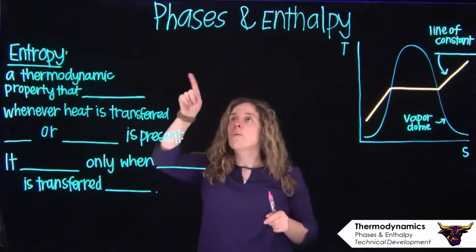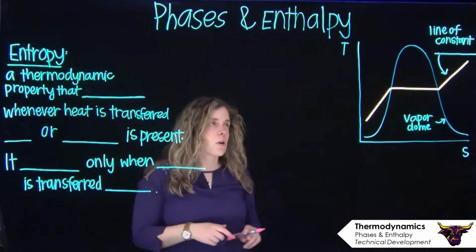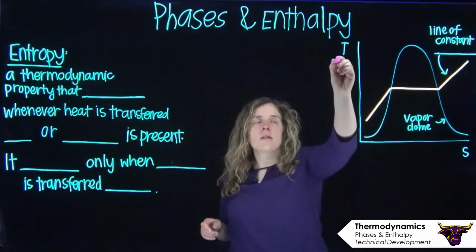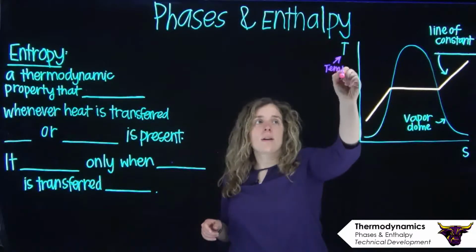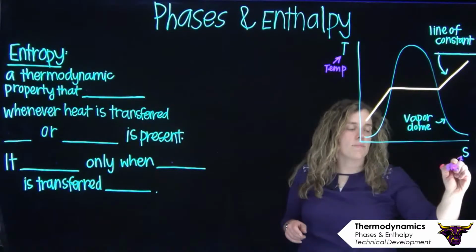It's Darcy. We are going to talk about phases and enthalpy today. So we're going to use a TS diagram. So T is just simply what you'd think of, temperature. And this down here for S is entropy.